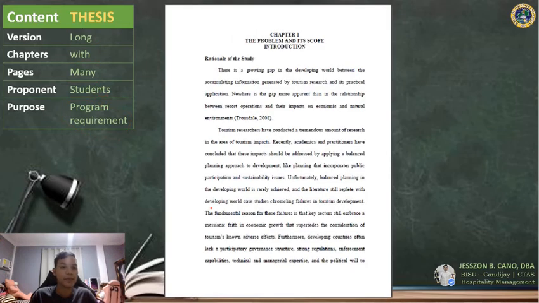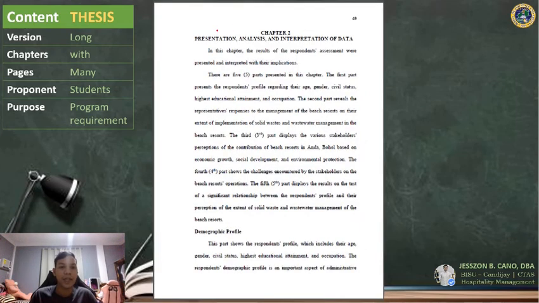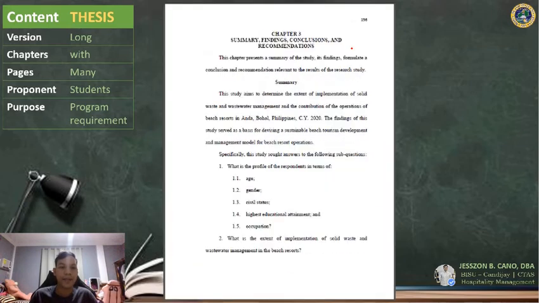So this is the example for a thesis format. We have chapter 1 for the problem and its scope, it's also the introduction. And we also have chapter 2, presentation, analysis and interpretation of data. And the last chapter, we have summary of findings, conclusions, and recommendations. So for the thesis format, there are 3 chapters.